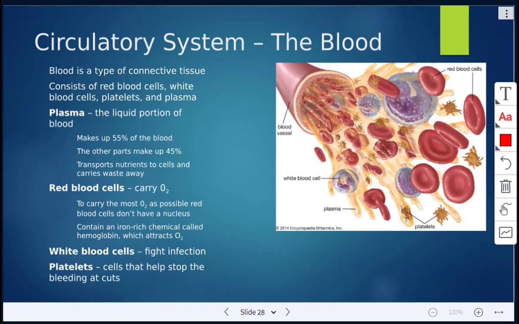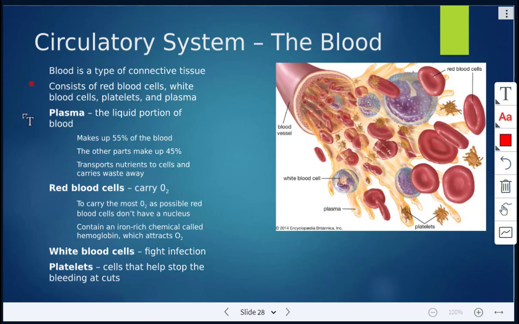Okay, so the last part on the circulatory system is the blood. So the blood, like we talked about before, it is a type of connective tissue. It consists of red blood cells, which are shown here. It also consists of white blood cells, shown here. It consists of platelets, shown here, and it consists of plasma. Plasma is the liquid portion shown here.